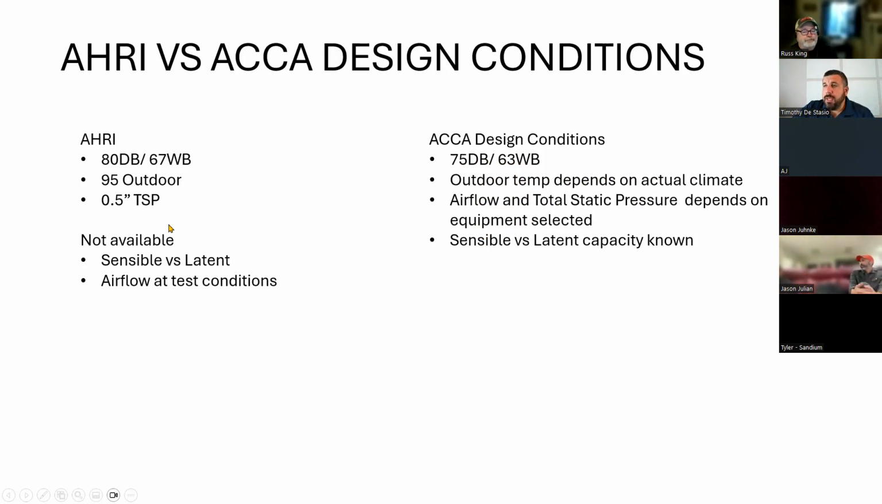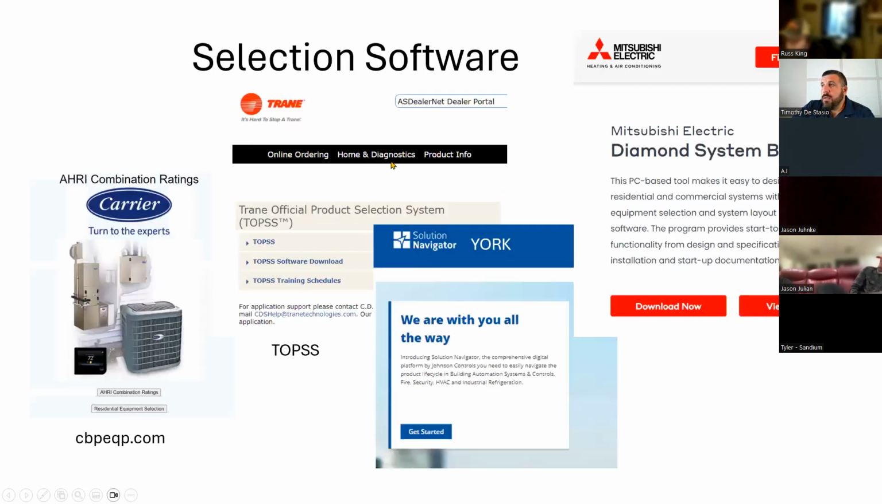So when you're plugging in your equipment numbers, unless your outdoor design conditions happen to be really close to 95 degrees outside, and even then, your indoor design conditions are way different than AHRI, chances are AHRI numbers are not going to work. The best thing you can do is use selection software.